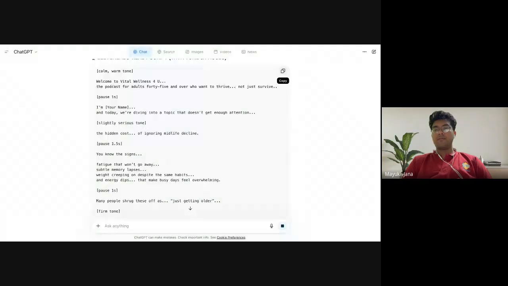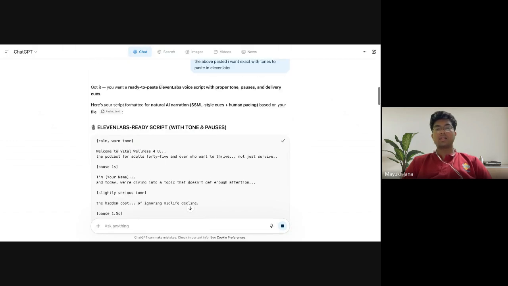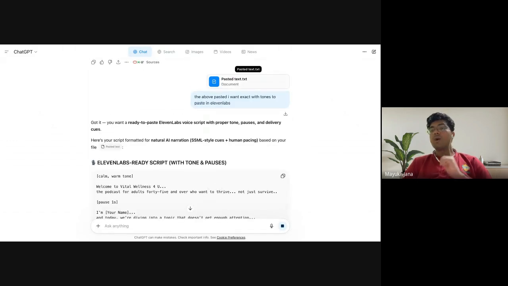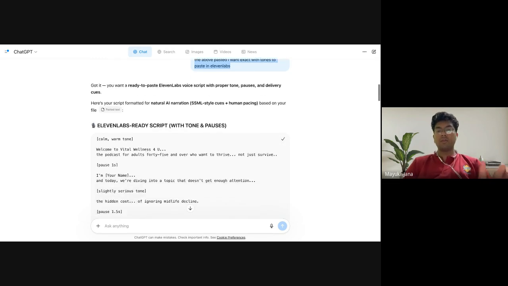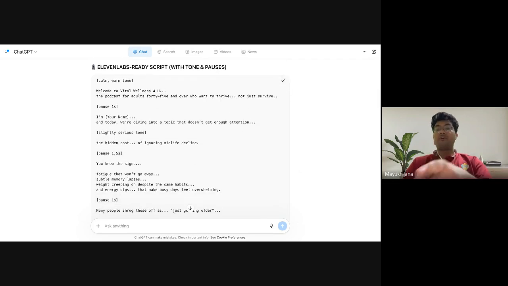See, I have my ChatGPT, so I will copy this. What I did is I pasted the thing which sir has sent me for the audio, for the podcast. Then I said, the above pasted, I want exact with tones to paste in 11 Labs. I want it with tones, right? So now they have given me an 11 Labs ready script, in the format which, since this is already given by you, I am using that. Otherwise, you will create using the format which I have. Since you have already given me the script, I am not creating the script. I'm just modifying it a little bit.